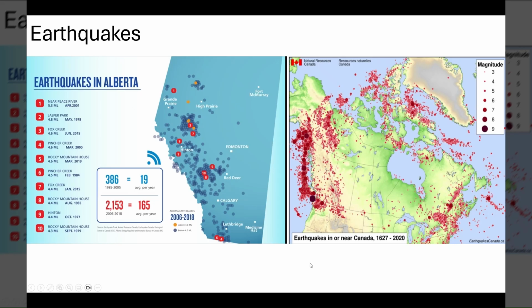Earthquakes. Here's earthquakes in Alberta. Now, a lot of people don't think we get a lot of earthquakes, but there have been a number of earthquakes. And as you can see here, this is stats from 1985 to 2005. There were 19 average earthquakes per year. From 2006 to 2018, we went up to 165 earthquakes a year in Alberta. So think about those things.